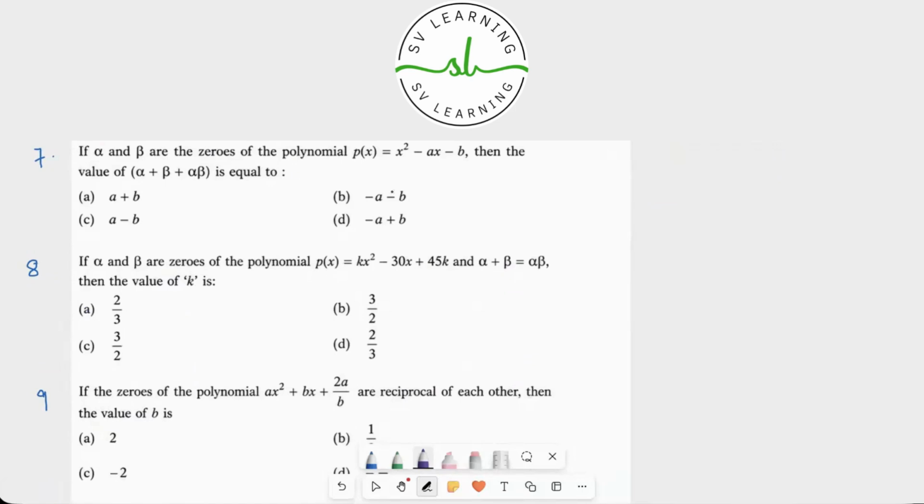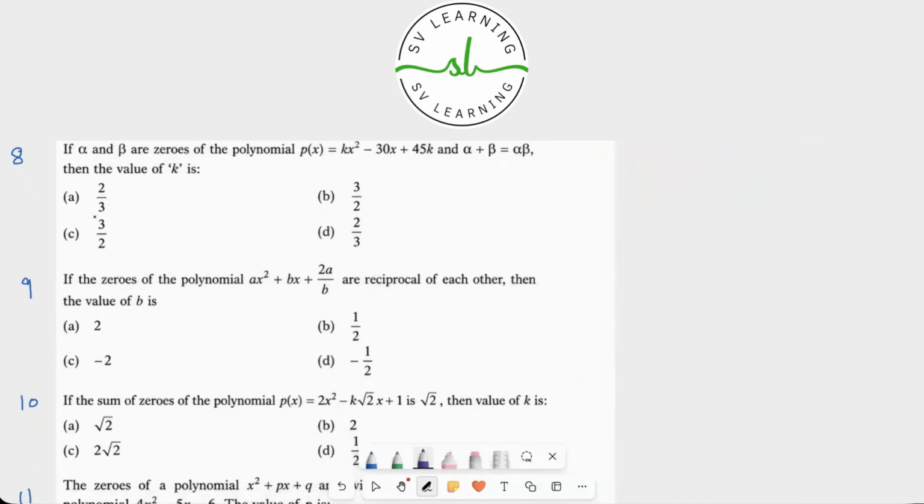Let us look at question number 7 now. Okay, this is very easy. So I think you people can do this on your own. Just the simple concept of alpha plus beta, which is minus b by a, and alpha beta is c by a. Simply you have to put in the values. I'm telling the answer as well. You will get option C. In case you don't get it, please let me know.